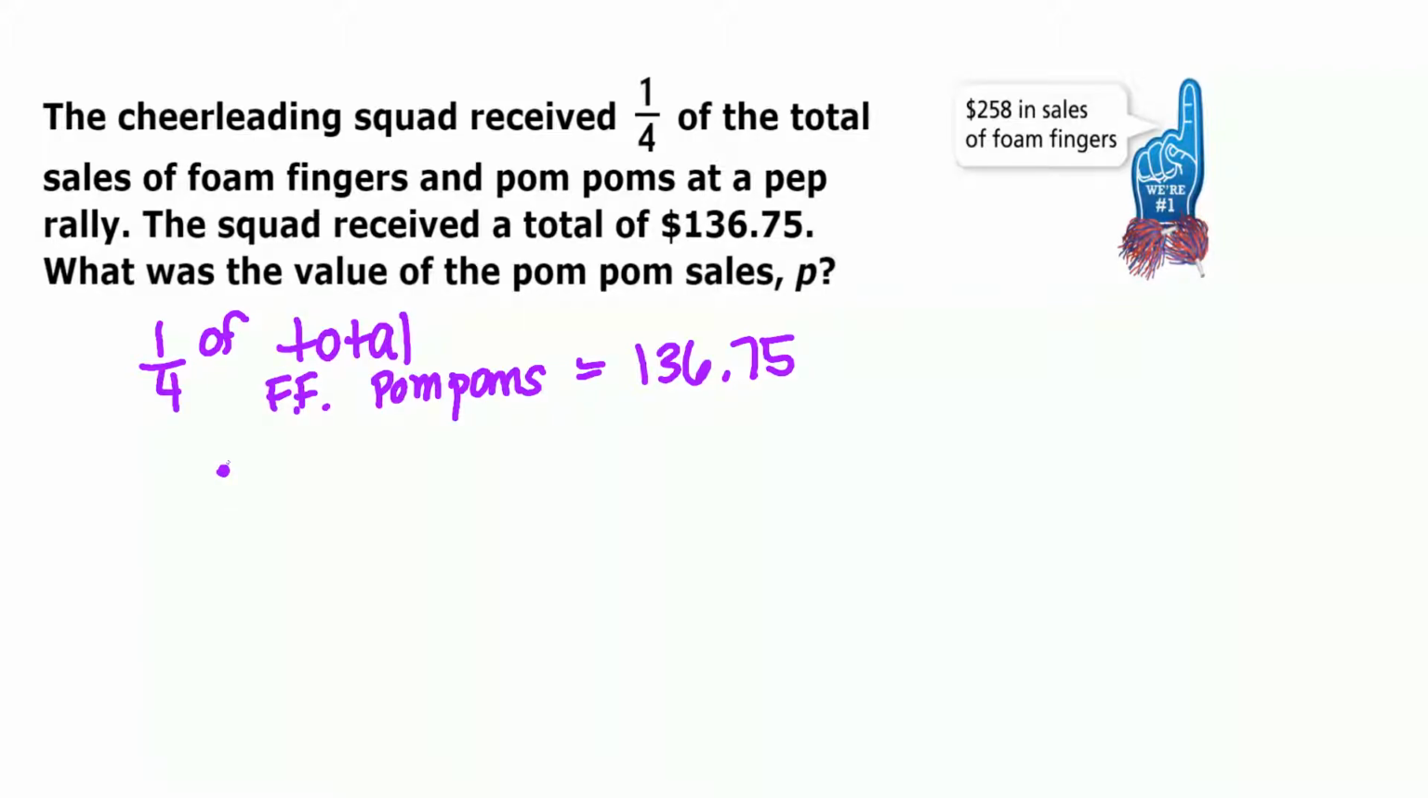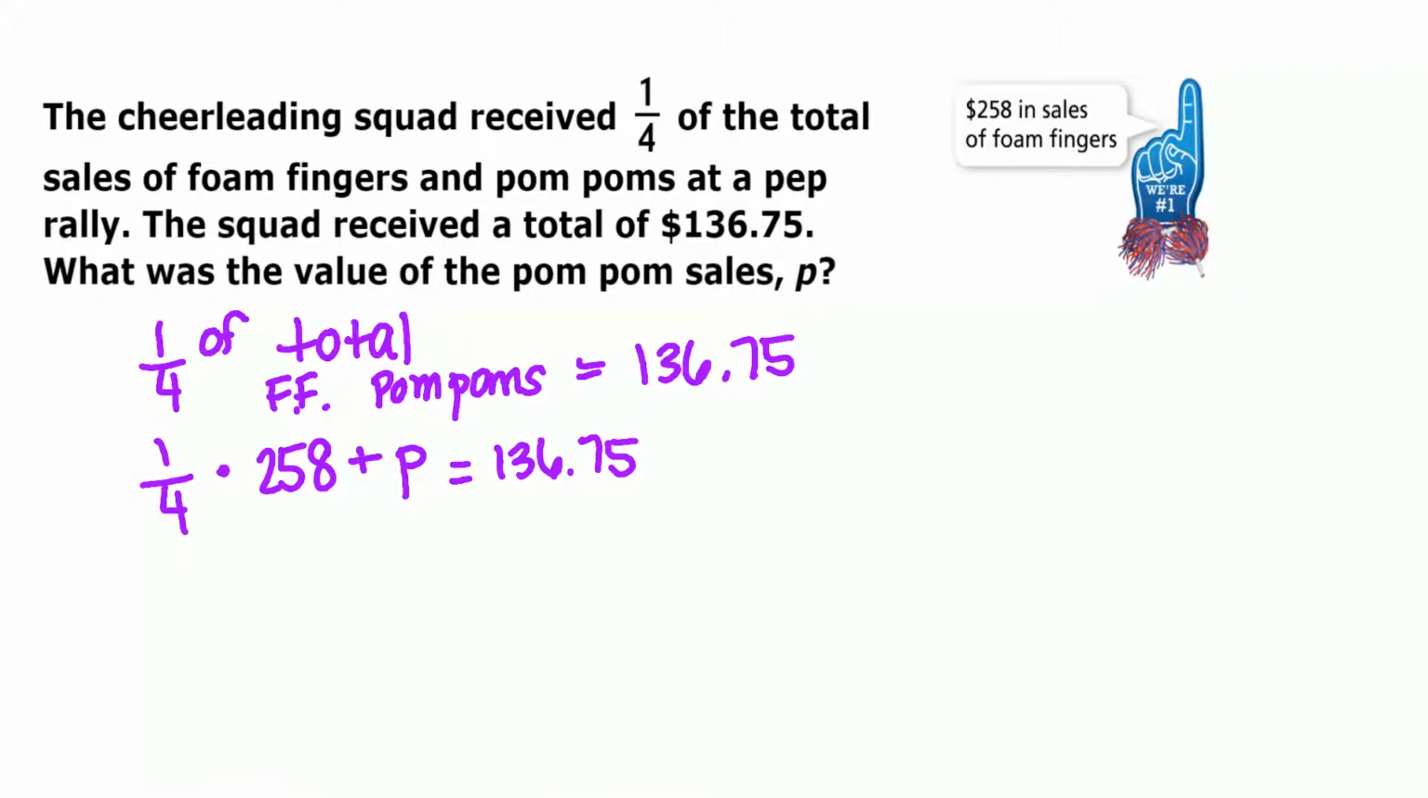So we're going to multiply 1/4 times something. And what we're multiplying 1/4 by is the total from the foam fingers and pom-poms. So my foam fingers was 258. And my pom-poms, we don't know, but it tells us that that is what P is. P is the value of the pom-pom sales. So the total sales comes from that foam fingers and the pom-poms. And we have our equals 136.75 on the other side still.